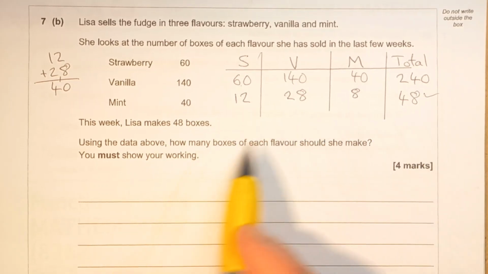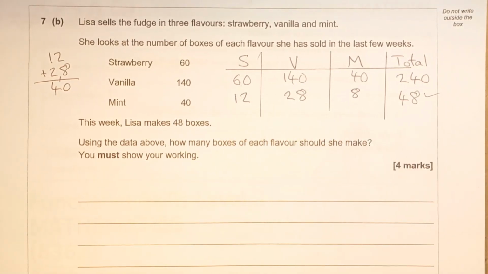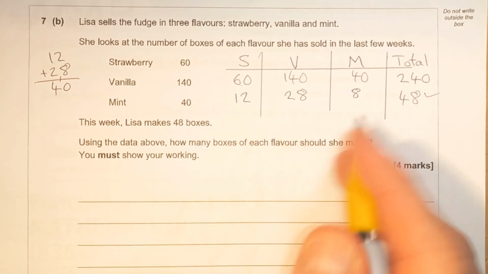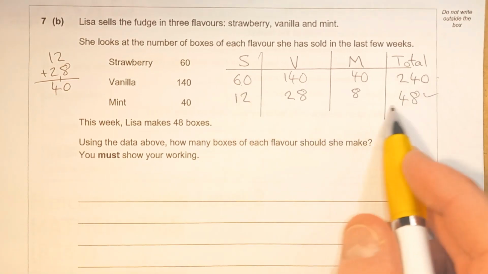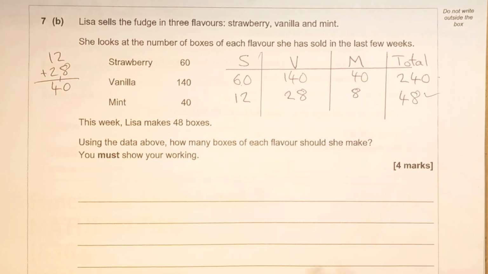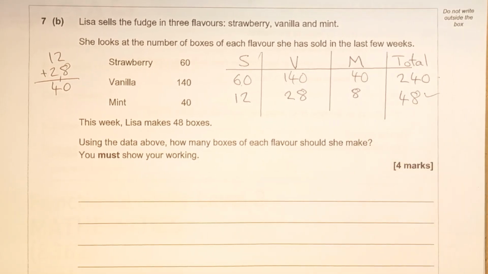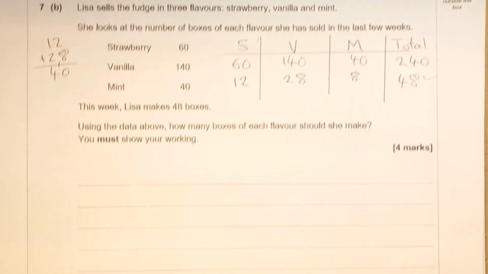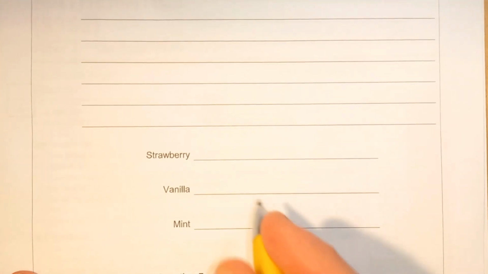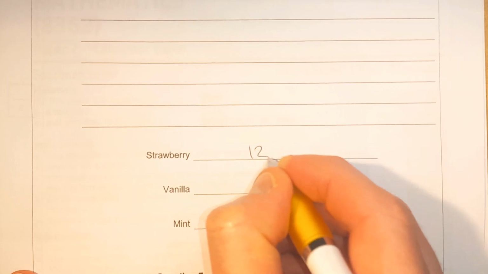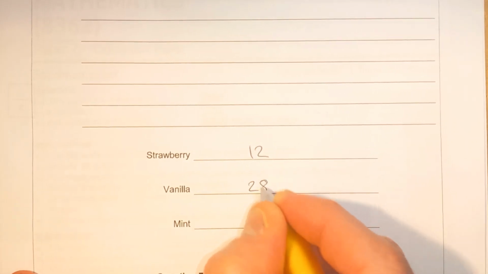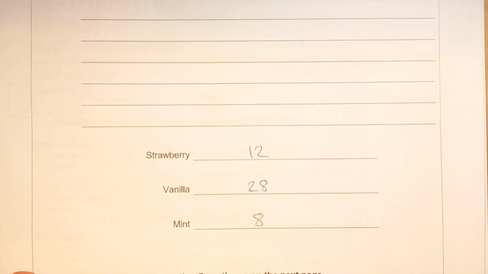Okay, so we've got all of the flavours that we need, and it was all by looking for the pattern of getting from this number to this number. So that's why it's really good to be familiar with your times tables and just sort of seeing the relationship between numbers. So now we can put these down at the bottom. So we had 12 for strawberry, 28 for vanilla, and 8 for mint.